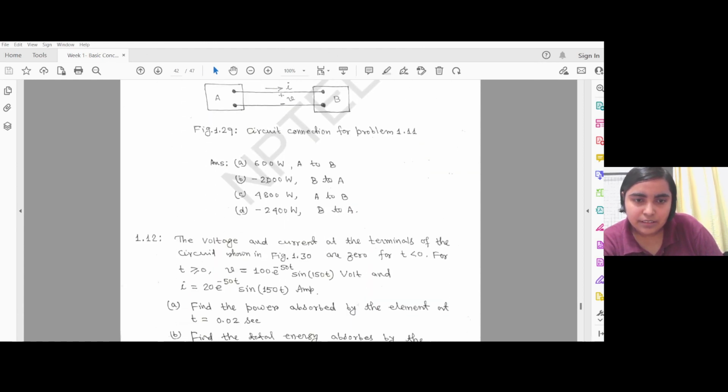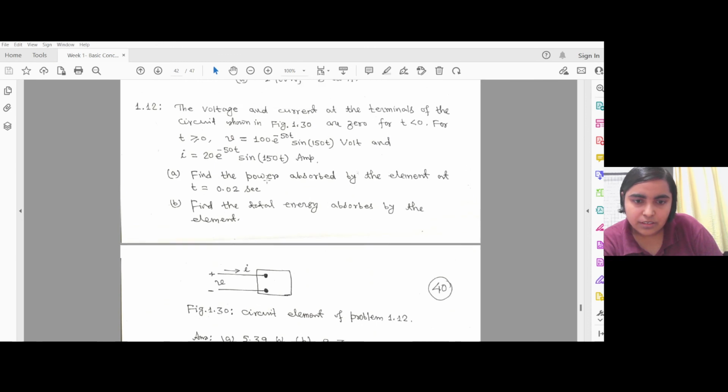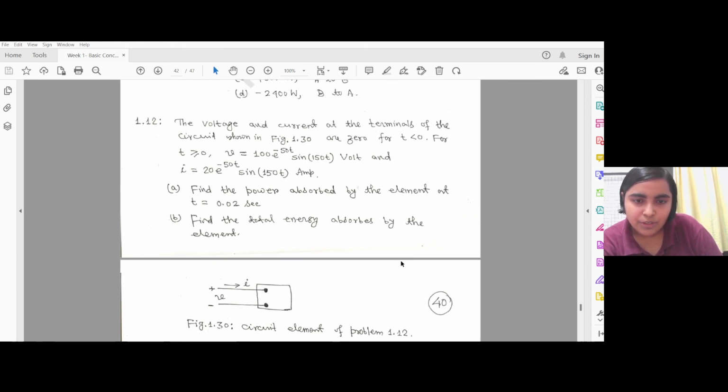Okay, let's see. You guys want to try one more problem before going? Yes, ma'am. So let's discuss this one. The voltage and current at the terminals of the circuit are shown here. For t greater than or equal to 0, voltage is given and current is given. You have to find the power absorbed at t equal to 0.02 second. Let's try part A.